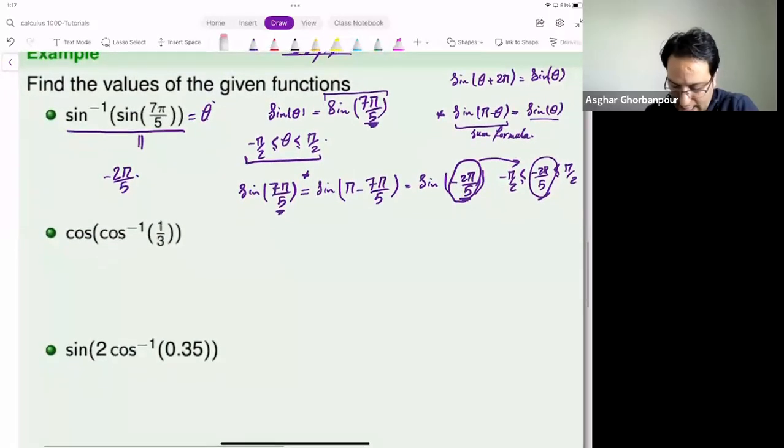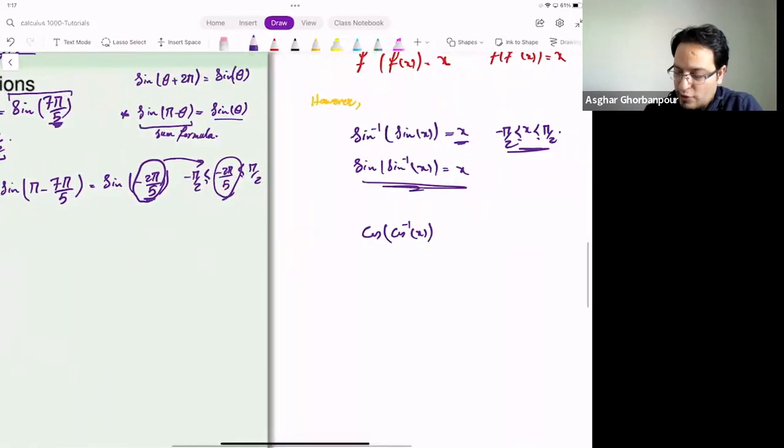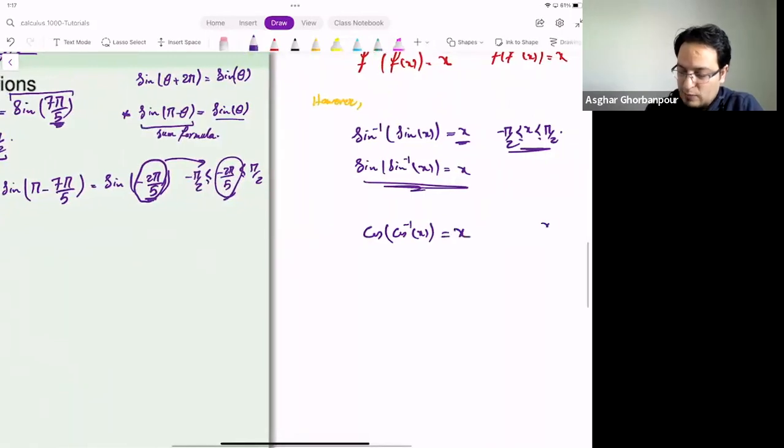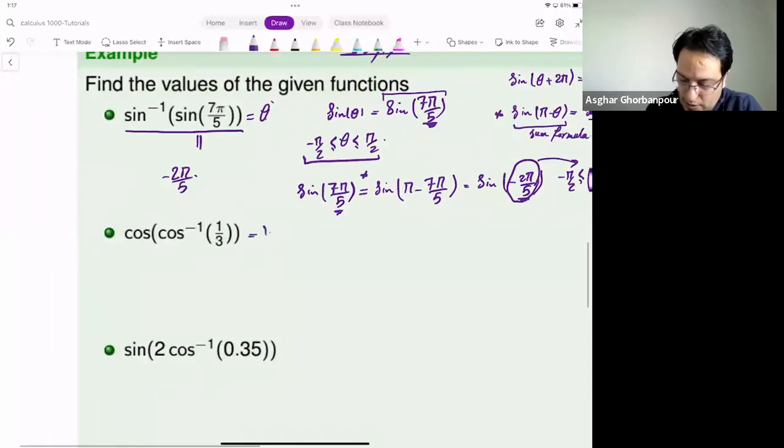How about this guy here? Okay, so this is a little bit different, but as I said, if you have cosine of cosine inverse of an x, which is between negative 1 and 1, this is going to be x, if you know that this is well defined and the number is given there. So in this case, this is going to be 1/3. You don't need to do any work there.